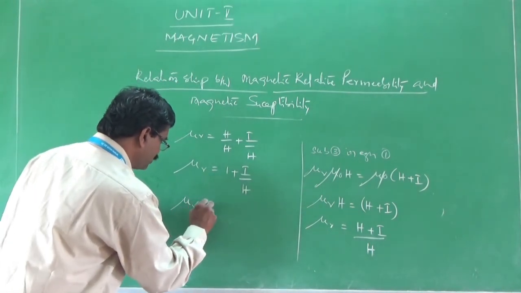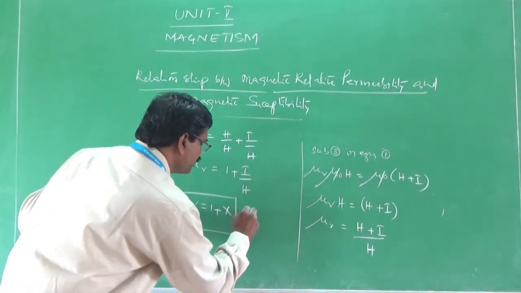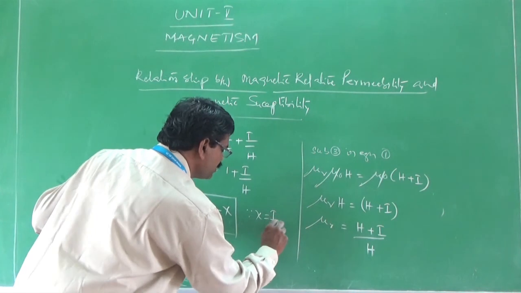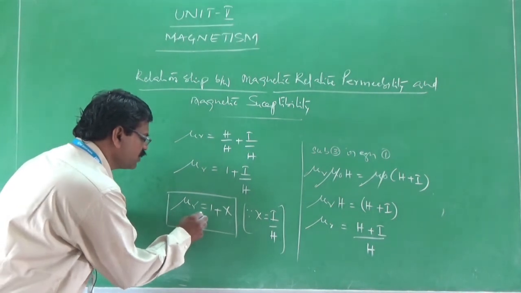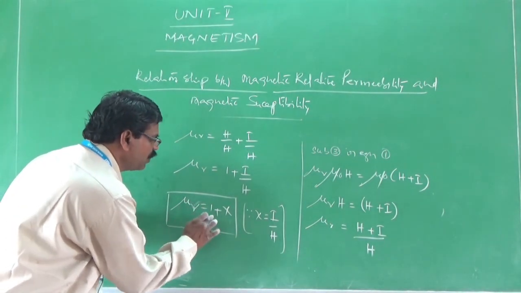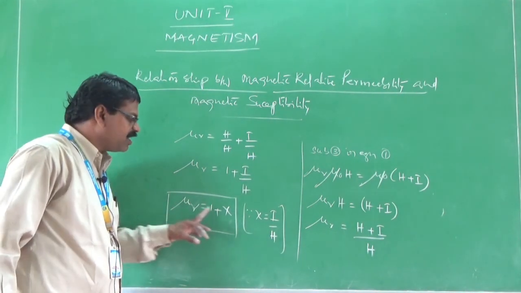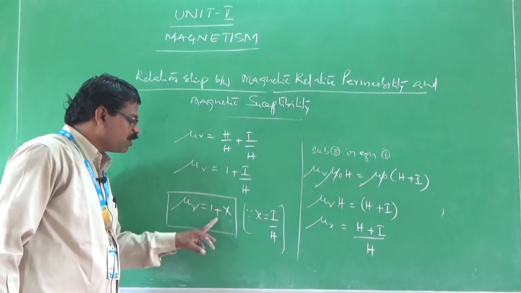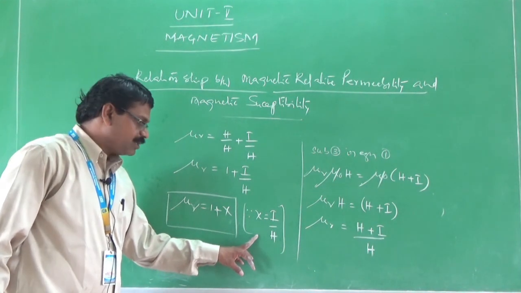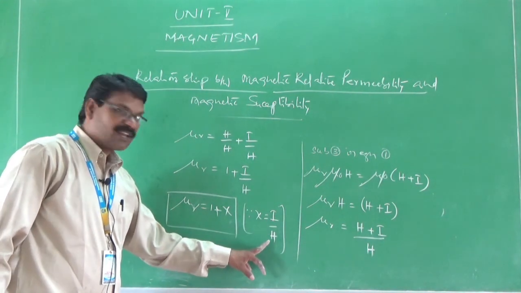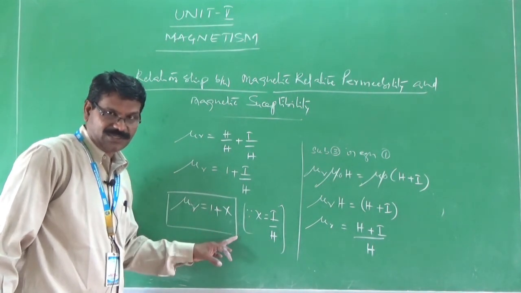We can write it as mu r is equal to 1 plus xi, where xi is equal to I by H, by definition of intensity of magnetization. Therefore, mu r is equal to 1 plus xi. This is known as the relationship between relative magnetic permeability and magnetic susceptibility. Mu r is equal to 1 plus xi, where xi is I by H, which is the standard definition for the ratio of intensity of magnetization to the magnetic field intensity. The remaining portion of magnetism will continue in the next class. Thank you very much.